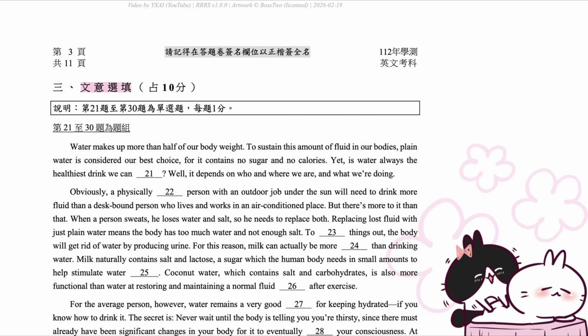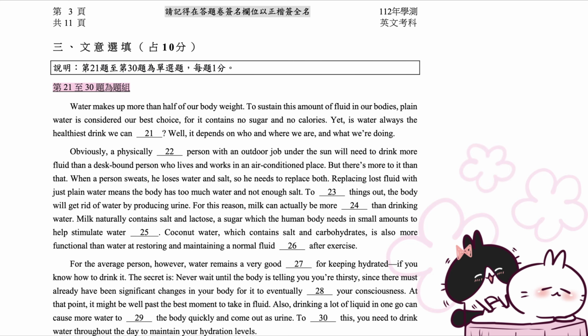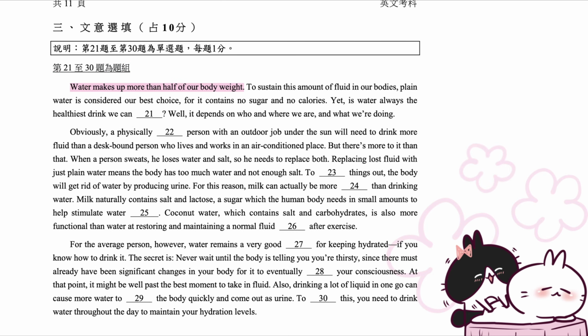3. Contextual clues. 10 points. Directions. Questions 21 to 30 are multiple choice questions. 1 point each. Questions 21 to 30 refer to the following passage.